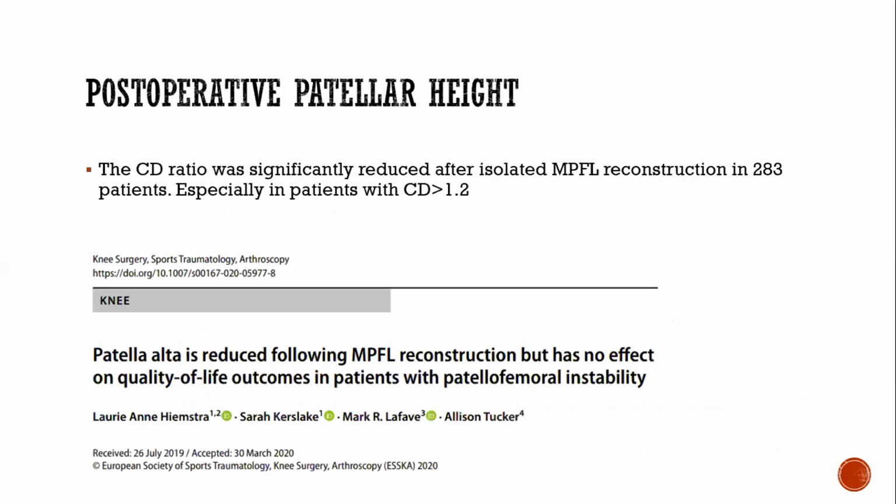Outcomes of MPFL reconstruction. Postoperative patellar tilt: once the MPFL is reconstructed, it was noted that there is a significant reduction in CD ratio, especially in the patients in whom the CD ratio was 1.2 preoperatively, and it has been clearly referenced in the study by Hemstra et al., which was published in March 2020.